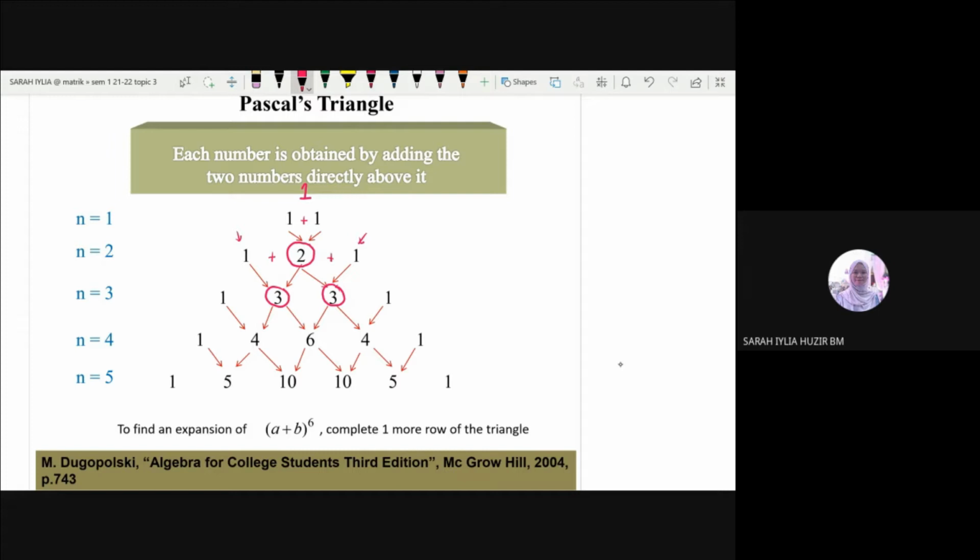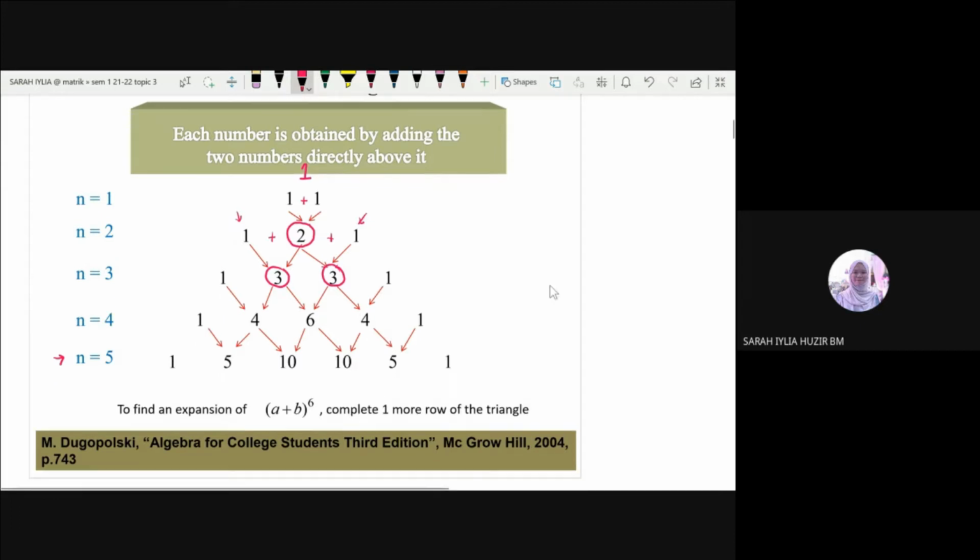And then the list goes on lah sampailah yang ke bawah. Awak akan buat berapa layer depends on awak nak expand kuasa berapa. Okay. Lepas tu sampailah sini dia bagi contoh macam mana kita nak dapat to the power of 5. Okay. Itu cara kita nak construct Pascal triangle.